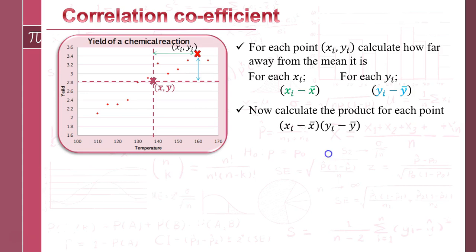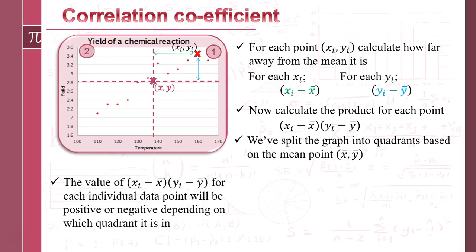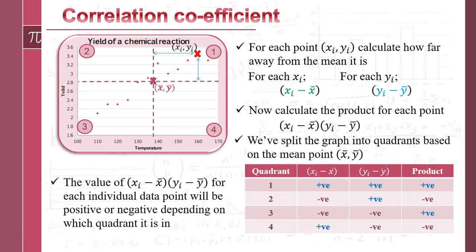Now, here comes the cunning bit. Our graph is split into 4 quadrants based around that mean point. If we've got a point in quadrant number 1 up here, both x minus x bar and y minus y bar are positive, so the product will be positive.